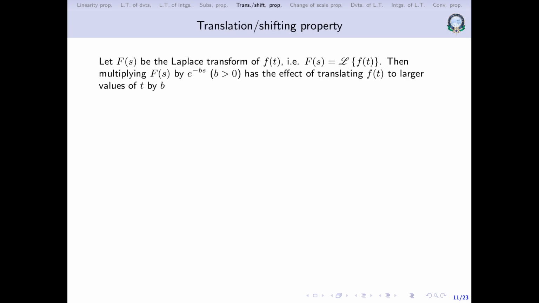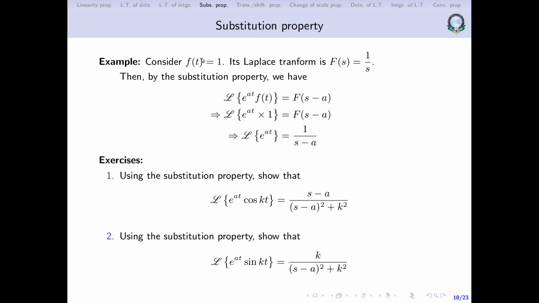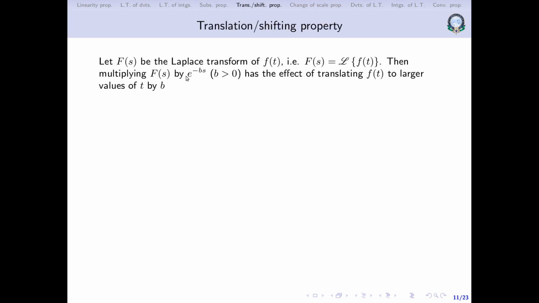Next we have the translation or the shifting property. Let capital F be the Laplace transform of small f, that is, F of s is equal to the Laplace transform of f of t. In the previous substitution property, we multiplied the original function with e to the power at and saw the result on the Laplace transform. Here we'll multiply the Laplace transform with an exponential function e to the power minus bs, where b is greater than 0, that is, positive.